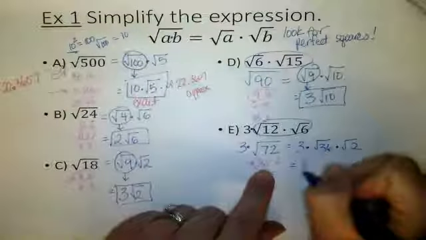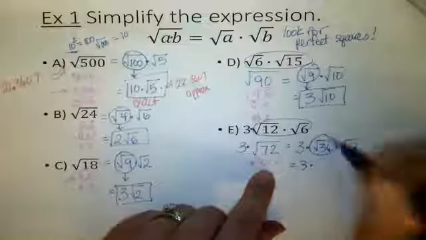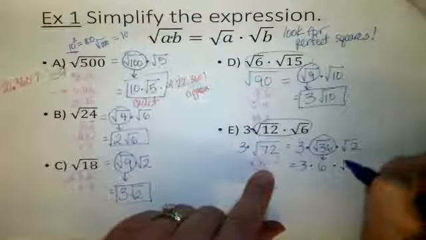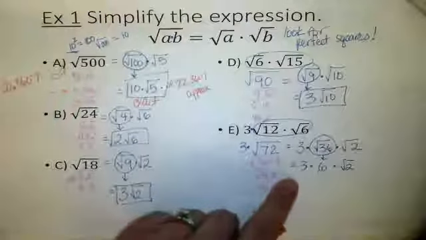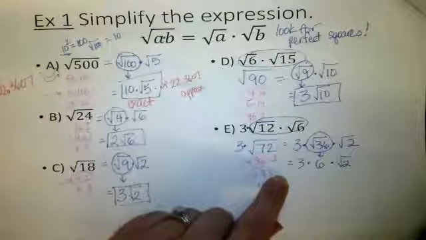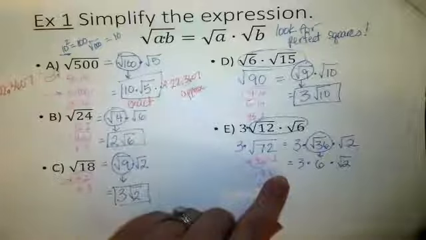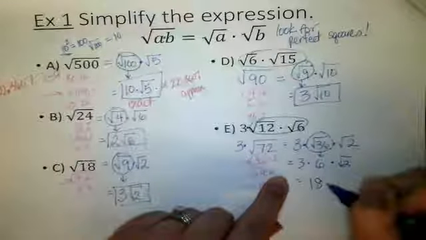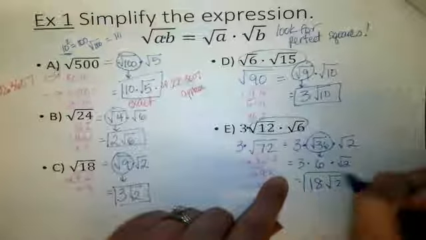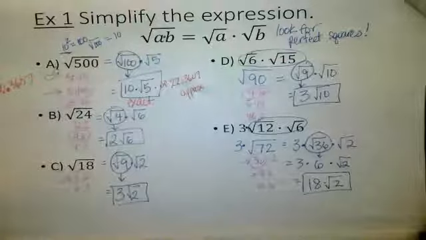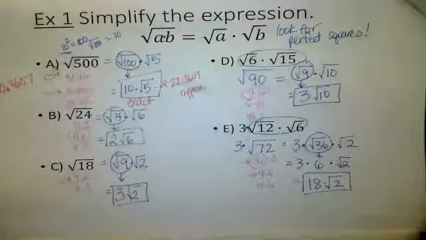Again, 3 is just hanging out. What is the square root of 36? 6. Good. And I can't simplify radical 2. It doesn't have a root. What do you suppose I can do with the 3 times 6? Multiply. Yeah, they're regular numbers, so I can multiply those together. 3 times 6 is 18, and a radical 2 tacked on the end. 18 times radical 2 for a final answer. Do you guys have any questions on this so far? Okay.